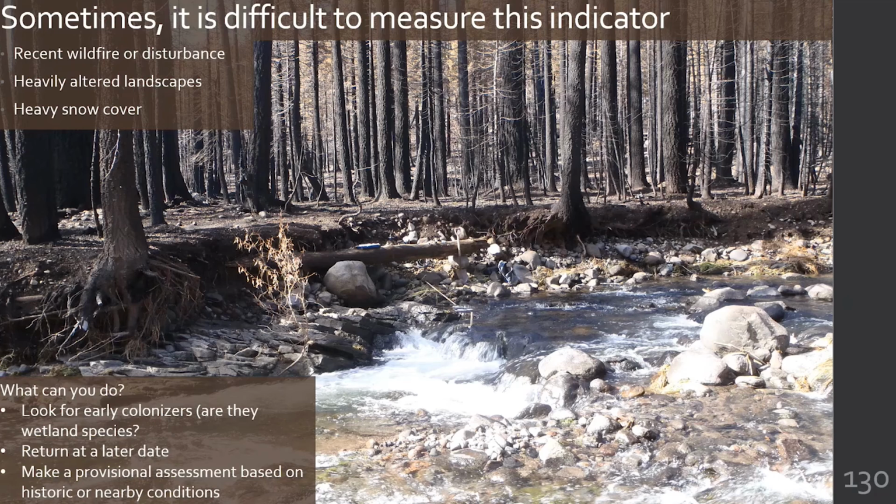If you have wildfire, come back after the plants have started to recover. You can look for early colonizers that are adapted and see, is it wetland riparian plants growing near the channel, or is it upland plants? If necessary, you can make a provisional assessment based on historic conditions from before the fire, or based on nearby areas, maybe just outside of your project area, where you can see the same channel with more or less consistent conditions, but it's easier to observe this indicator. If you do make these kinds of provisional assessments, make sure to explain that on your field forms.